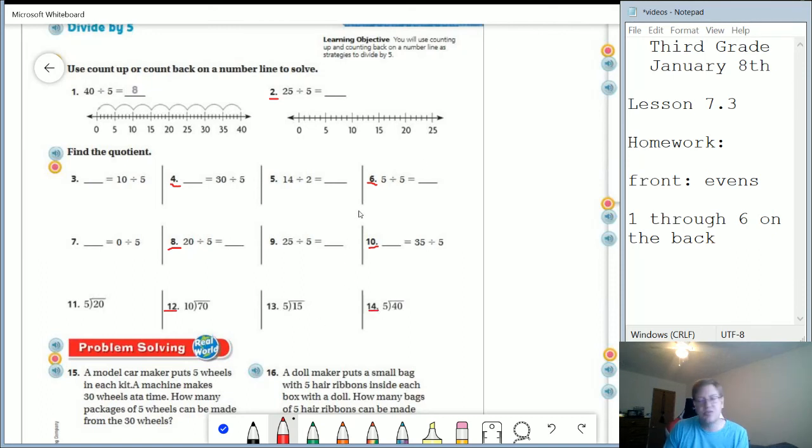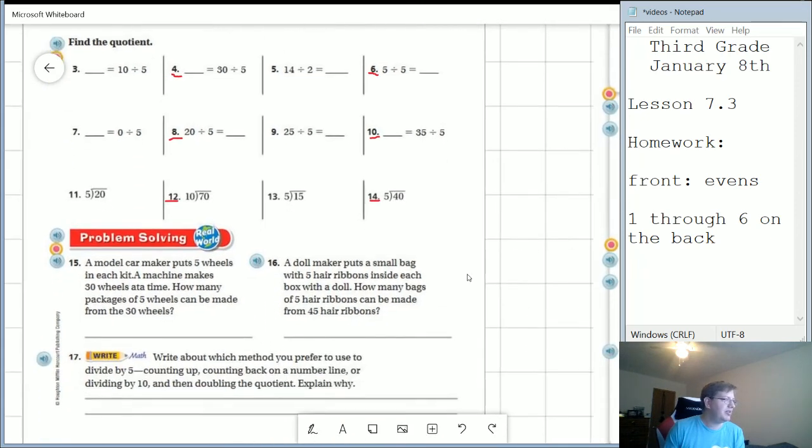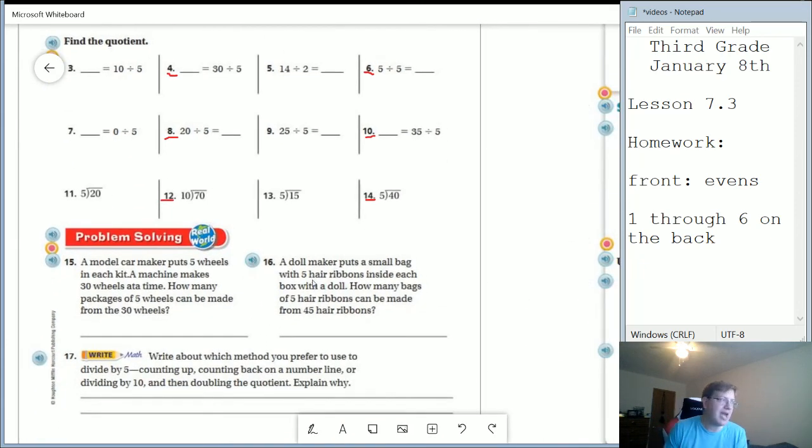For most of these, you should just be able to count by 5s. On number 12, we would have to count by 10s. So keep that in mind. This is the only one that you're going to need to use a number line for unless you choose to make one to help you find the answer. Number 16, we are looking at a doll maker puts a small bag with 5 hair ribbons inside each box with a doll. How many bags of 5 ribbons can we make if we start with 45 ribbons? So we can count by 5s to get here, and that would give us our answer.